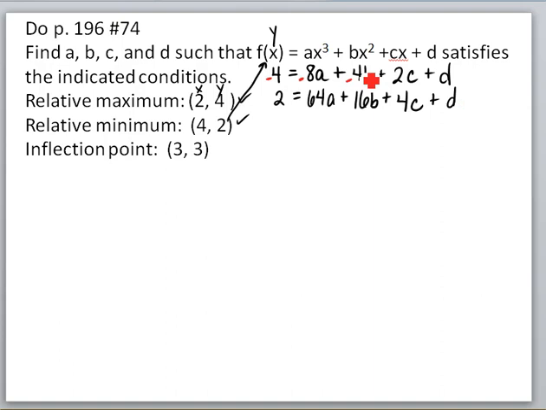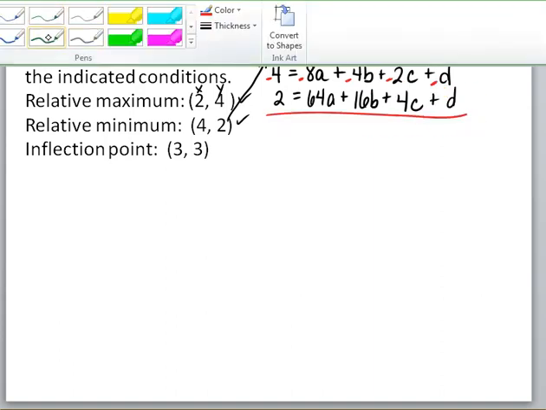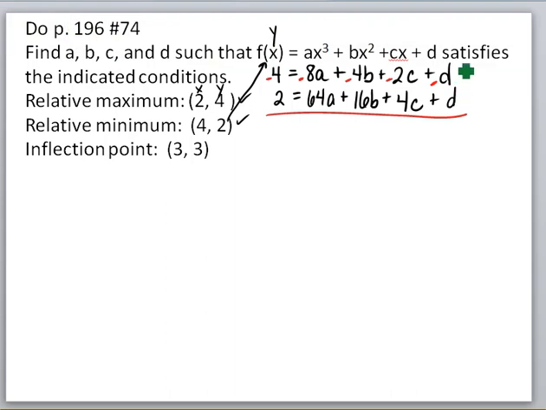What I could do, though, is eliminate one of those variables just by simply changing all these to negatives. Now I'm able to add those together, and I'm going to keep changing colors so you can see the difference. This would eliminate the d's. I would have 2c plus 12b plus 56a equals negative 2.